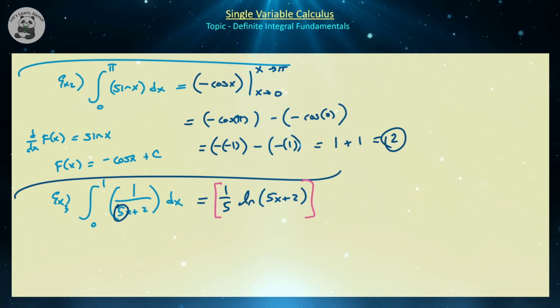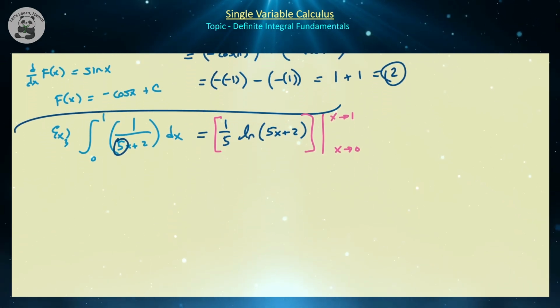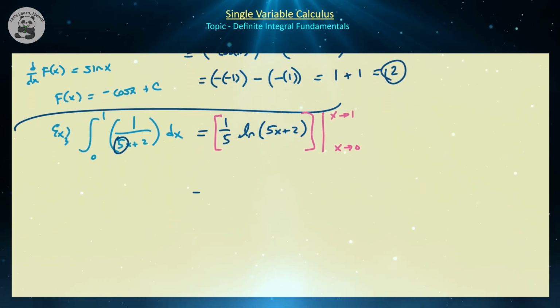And now we need to evaluate this function as x goes to 1, as x goes to 0, and then we're going to be subtracting those values from each other. So this constant can factor out if we want it to, so we can write this as 1/5 just to make things a little bit nicer to deal with.